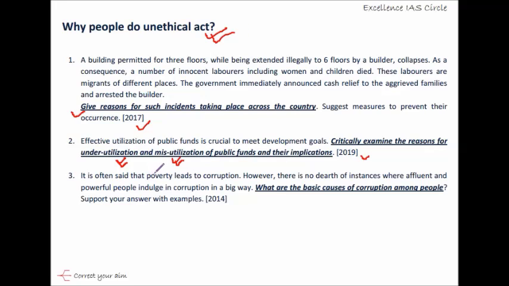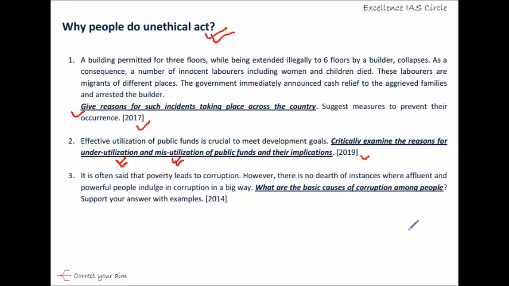Similarly, in 2014, they asked this question. It is often said that poverty leads to corruption. However, there is no dearth of instances where affluent and powerful people indulge in corruption in a big way. And again, the question goes: what are the basic causes of corruption among people?